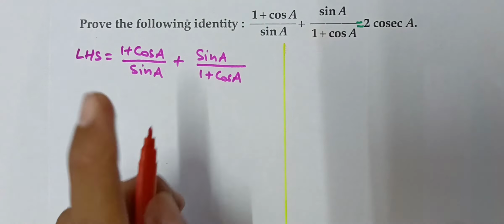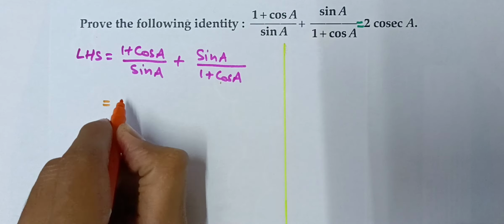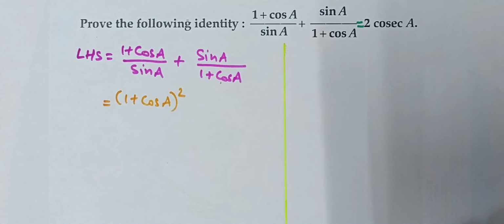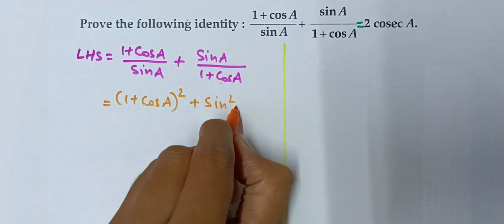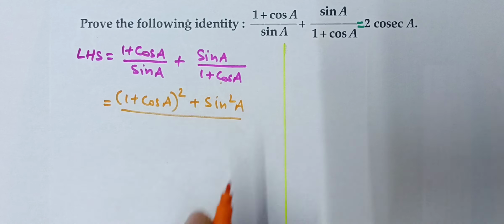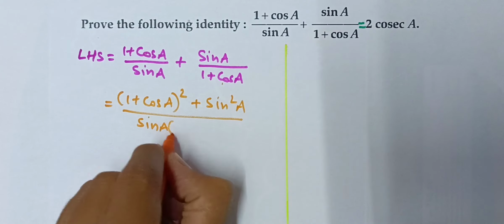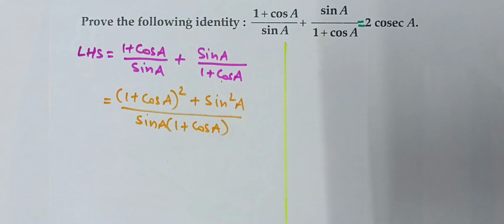Cross multiplication. If I multiply 1 + cos A with 1 + cos A, it becomes (1 + cos A) whole square, because (A + B) into (A + B) is (A + B) whole square. And sin A with sin A is sin square A. In the denominator, we just have to write both denominators together without original multiplication. That we have to remember. So sin A (1 + cos A). So step number 1 is LCM.